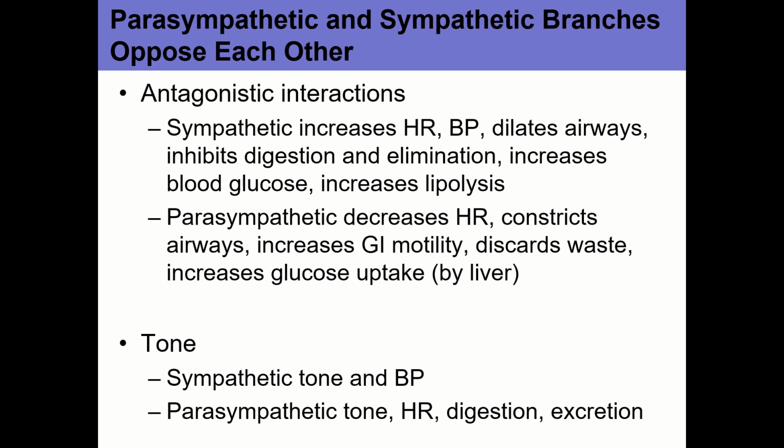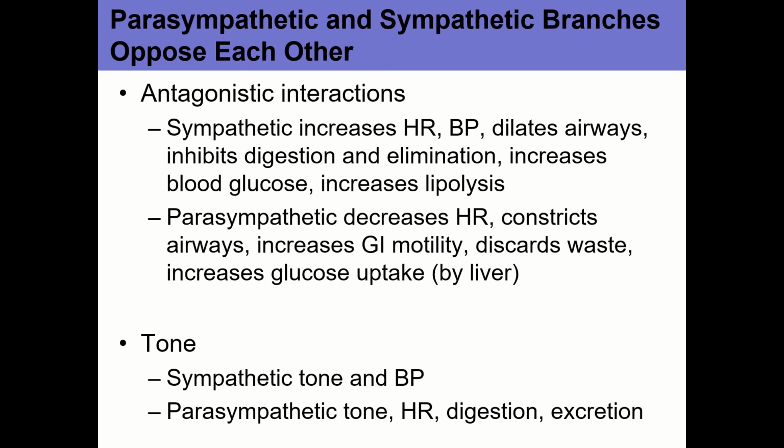All right, so this is kind of a summary of what we've been talking about most of the time. While under certain circumstances the parasympathetic branch and the sympathetic branch can work together, for the most part they are antagonistic to each other. They do opposite things. So as mentioned, the sympathetic branch, fight or flight, increases heart rate, increases blood pressure, dilates your airways, inhibits digestion, inhibits elimination, increases blood sugar, and increases lipolysis, which is breakdown of fat. So between the increased blood glucose and the increased lipolysis, it's trying to free up fuel to provide energy for exercise or for getting away from whatever you need to get away from.